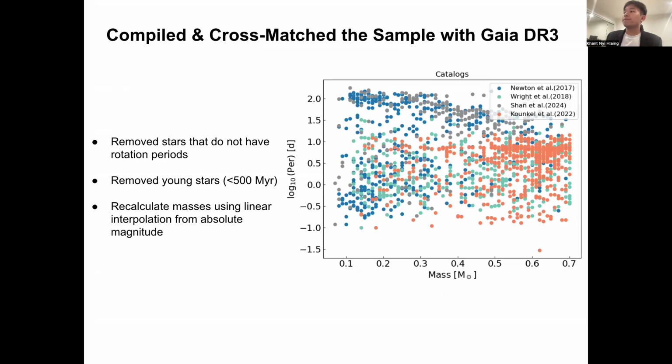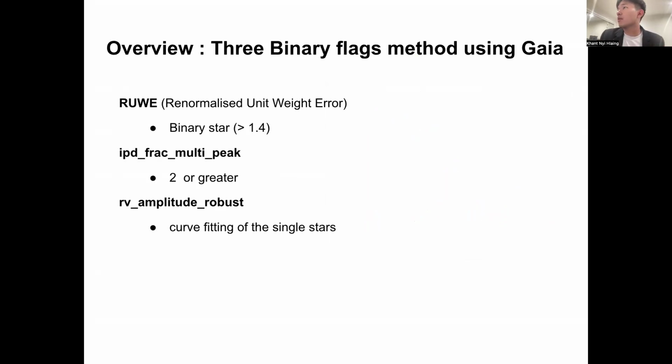And this is the sample I compiled. If you look at the scatter plot, you will see the rotation period as a function of mass color-coded by different samples. And then I remove the stars that do not have rotation periods, and I remove young stars because we're interested in selecting the old single stars. And I recalculated the masses using a linear interpolation function based on the absolute magnitude and solar mass. So here is an overview of the three binary flags that I use from Gaia.